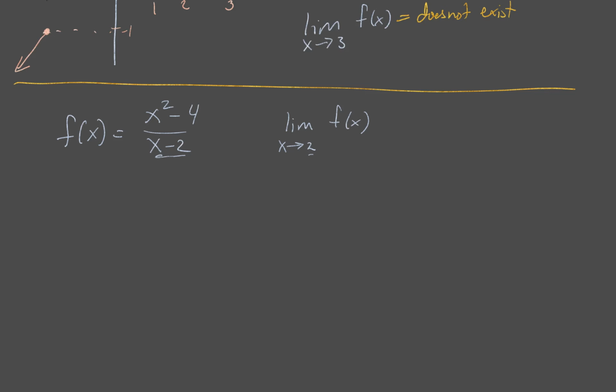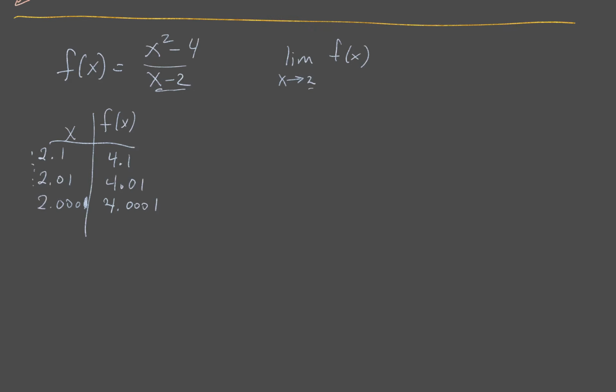And if you plug into your calculator numbers that are really close to 2, let's say I take x and then I've got f of x out. Let's say I plug in 2.1. If we plug in 2.1 into the calculator, I get 4.1 out. If I plug in 2.01, I get 4.01 out. If I plug in 2.0001, I get 4.0001. So it looks like as I'm getting closer and closer to 2 from above, my values are getting closer and closer to 4. So 4 is probably a good candidate for this limit numerically.